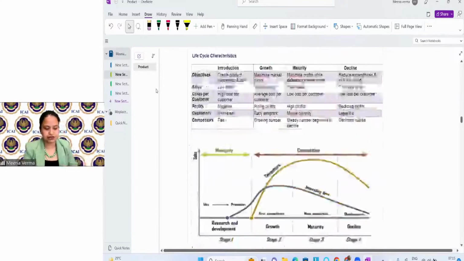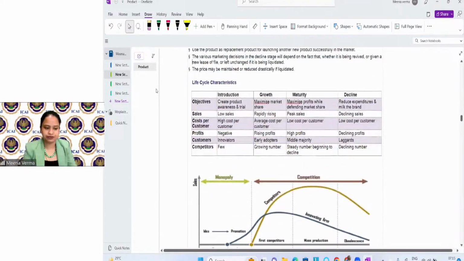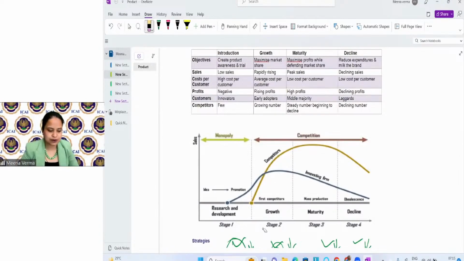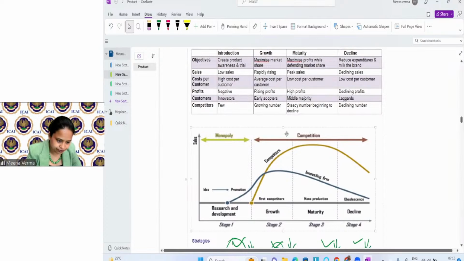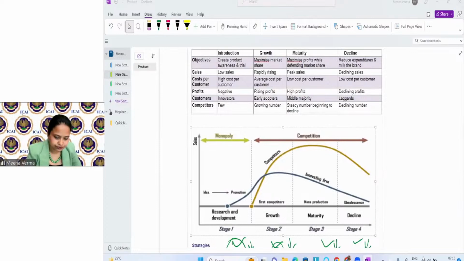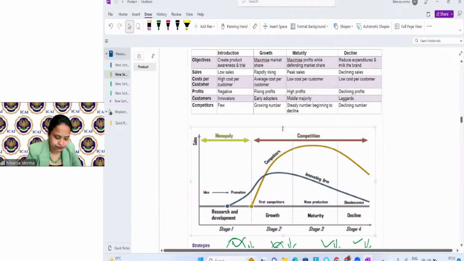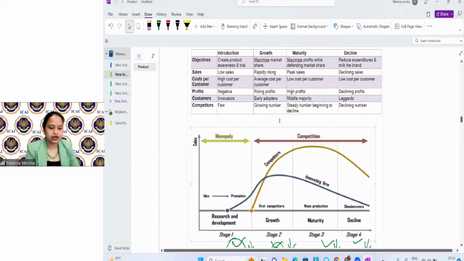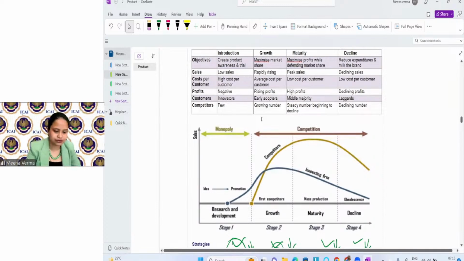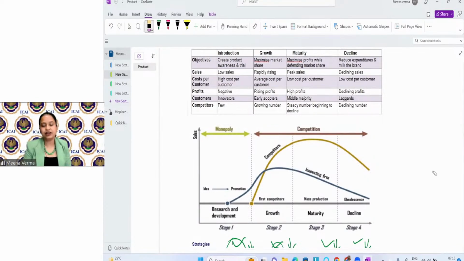Now let's directly jump to these characteristics. Let's learn it from here because it is given in short. I'll consider these strategies and I'll consider the graph to explain all these things. If you see here, this is an interesting graph. What do we have? The product life cycle is given here, and we have the characteristics here.